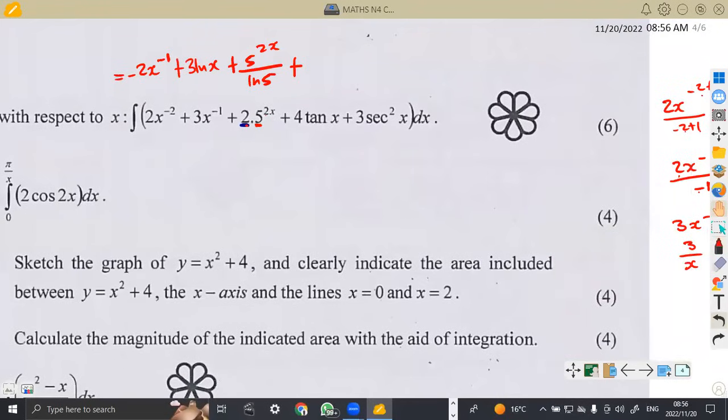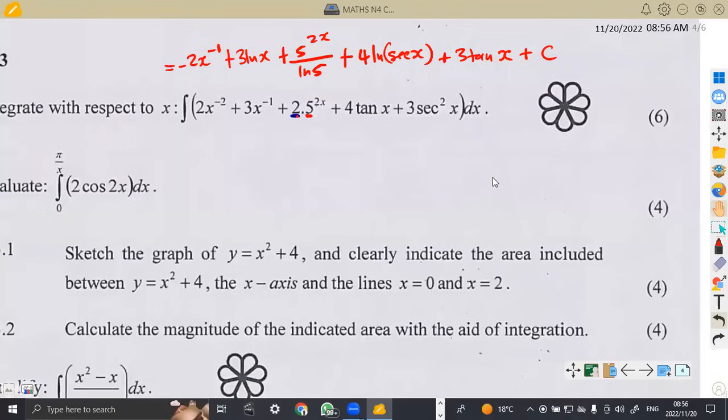So we are going to have ln sec x, but there is a 4 here, so it's going to be 4 ln sec x. So that's it. Plus 3 sec squared. Remember, sec squared was taken from tan, so this was going to give us 3 tan x, and plus the constant of integration. So we've got 6 marks just for that. Okay, so that was the integral part, integrating.